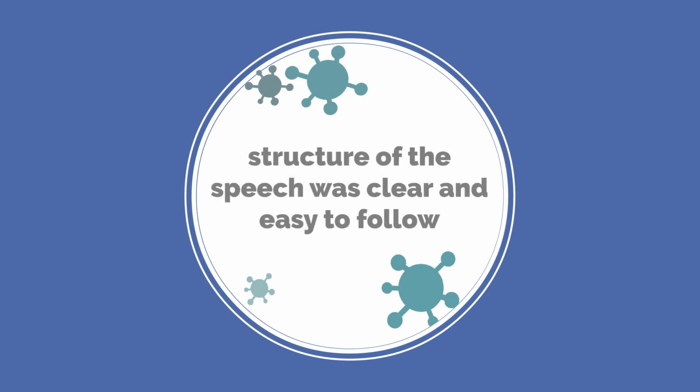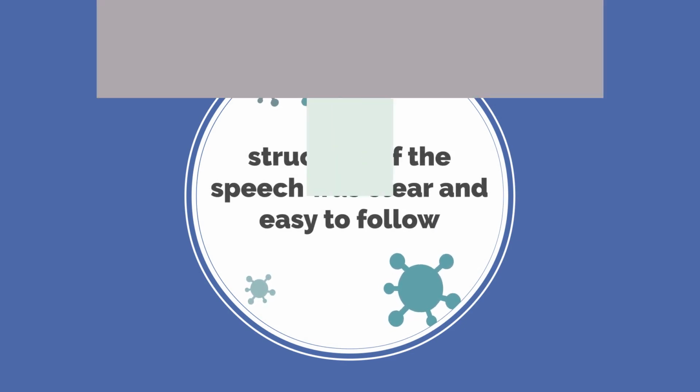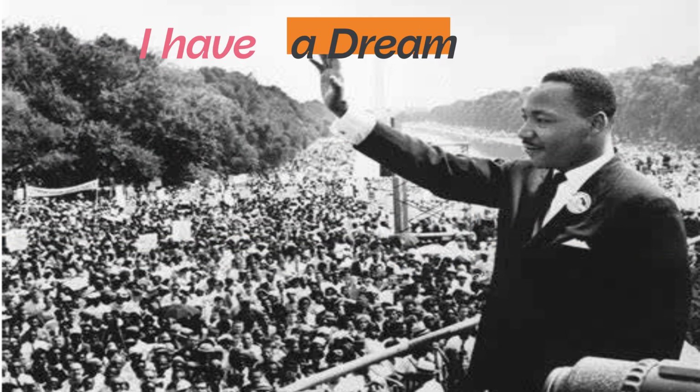First, the structure of the speech was clear and easy to follow. King opened with a powerful metaphor and then repeated the phrase "I have a dream" throughout the speech to reinforce his main message. He also used transitions and supporting evidence to connect his ideas and reinforce his arguments.